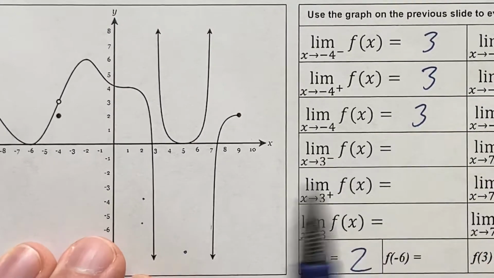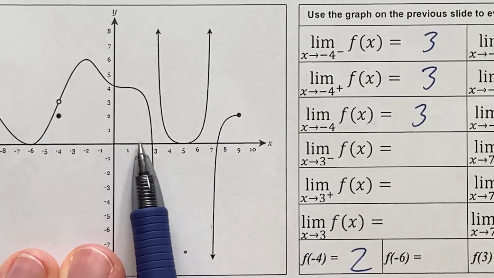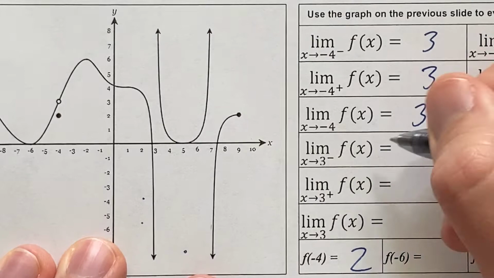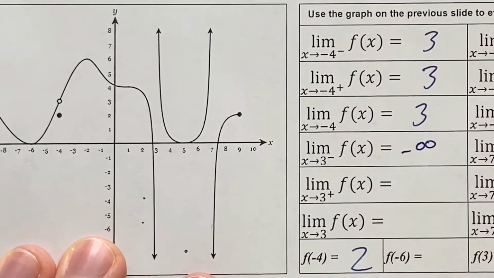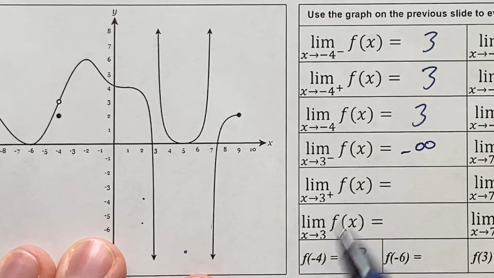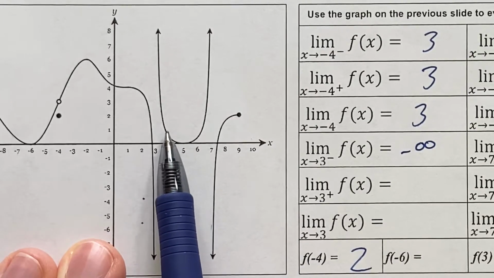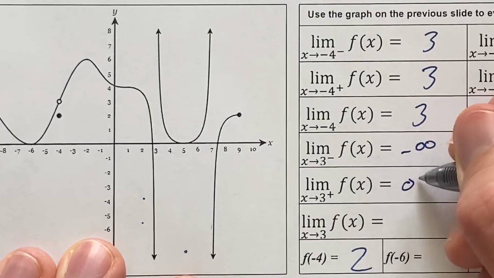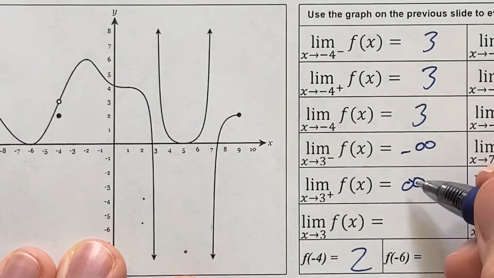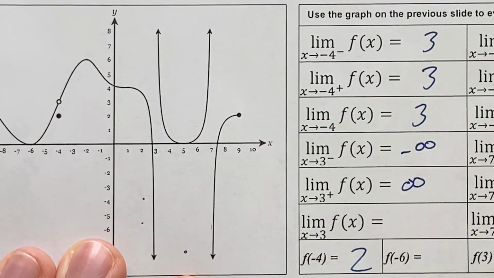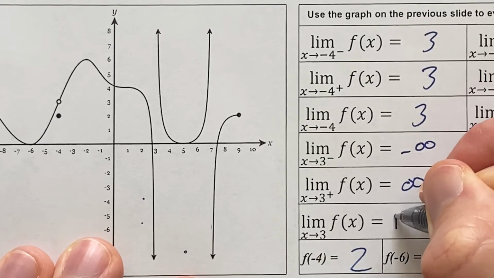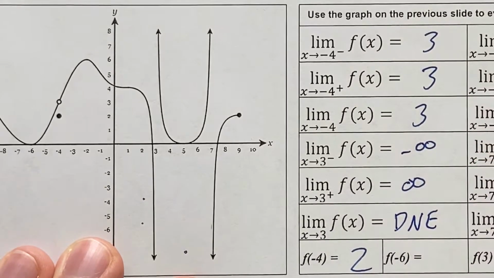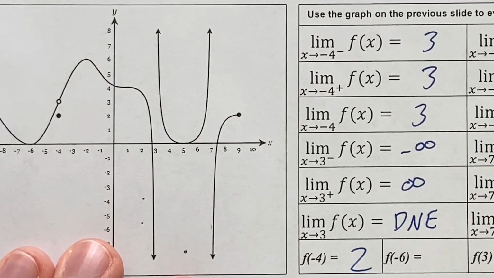3. So as we're approaching 3 from the left, looks like we're going to -infinity. From the right, looks like it's going to be +infinity. Those are not finite numbers. Those are not the same. The limit at 3 does not exist. Okay?